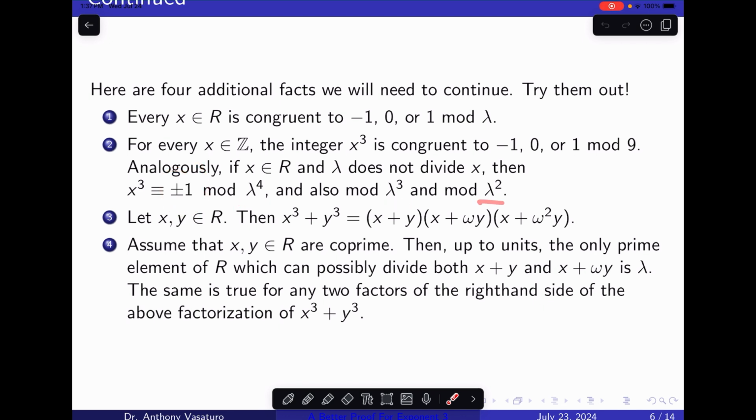lambda squared. Okay? 3, let x and y be in R, then x cubed plus y cubed factors into x plus y, x plus omega y, x plus omega squared y. This is really just an exercise in foiling.